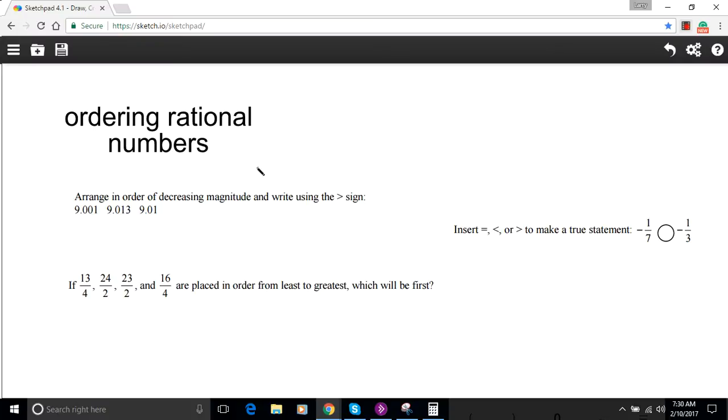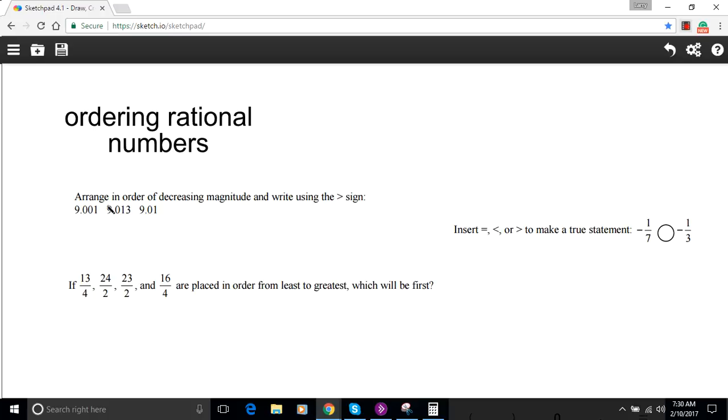In these problems, we are being asked to order rational numbers. So these numbers, fractions, and decimals, and so forth, put them in order, smallest to biggest, biggest to smallest, show which one's greater, which one's less. So with decimals, this shouldn't be too difficult.